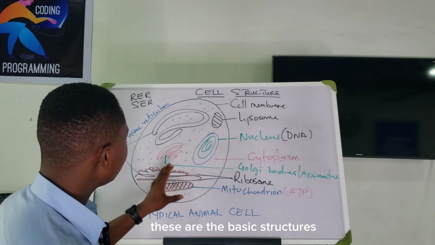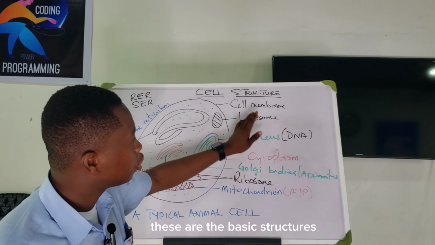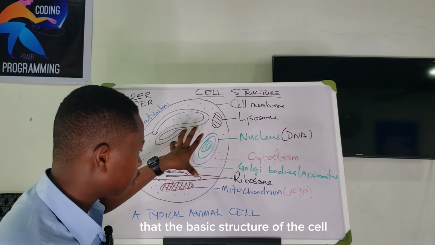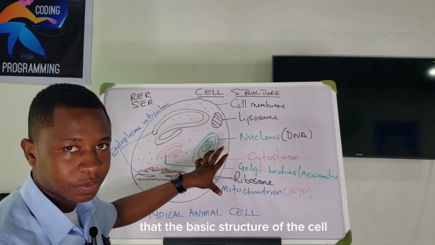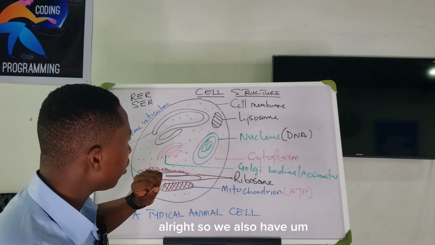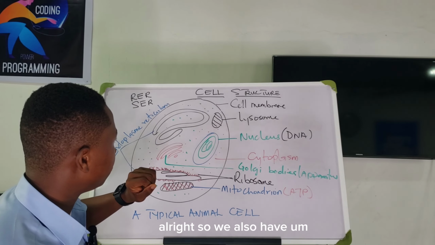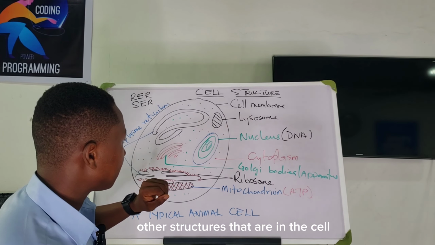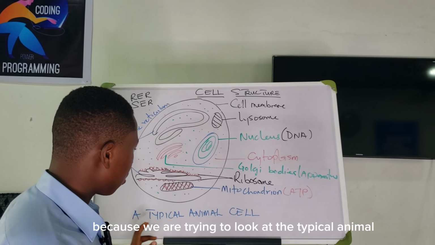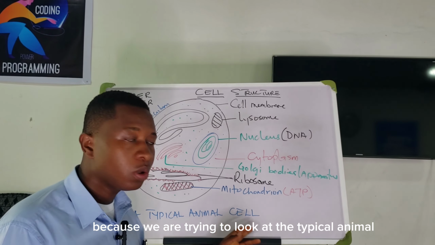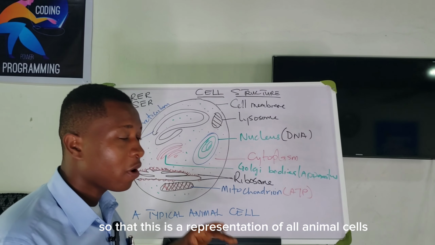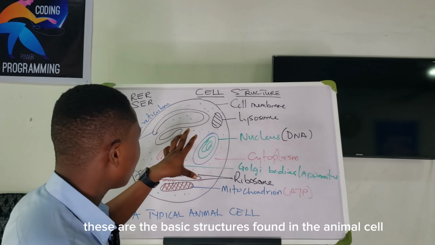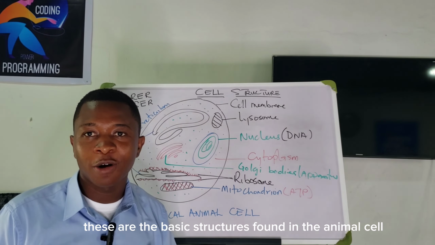So these are the basic structures that can be found in the cell. We also have other structures in the cell, but we use these because we are trying to look at the typical animal cell, a representation of all animal cells. So these are the basic structures found in the animal cell.